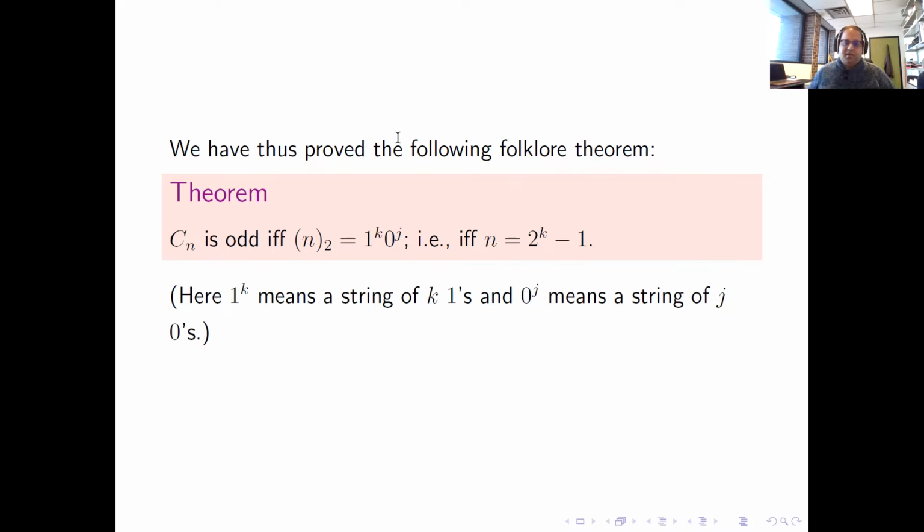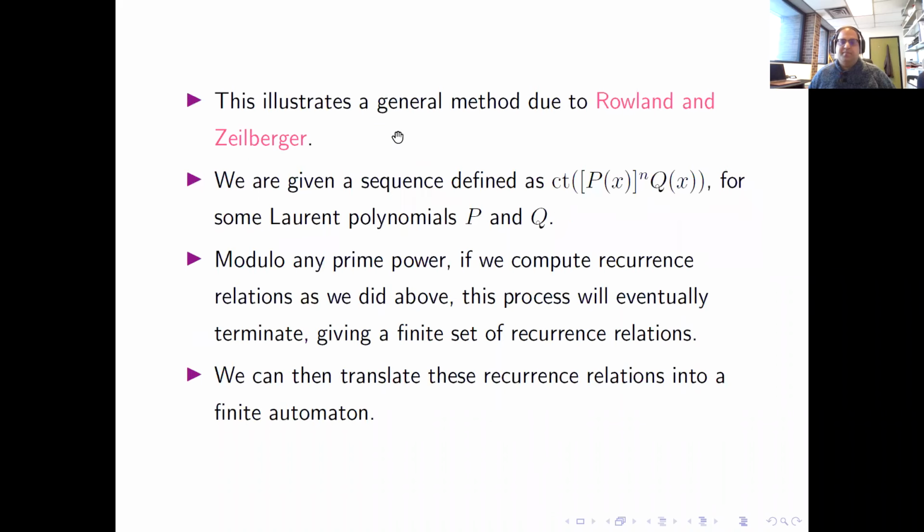Right, so from this we can deduce something that's very well known about the Catalan numbers, right? The parity of the Catalan numbers. So this is something very well known. But that example basically describes the general method for computing congruences of this type.